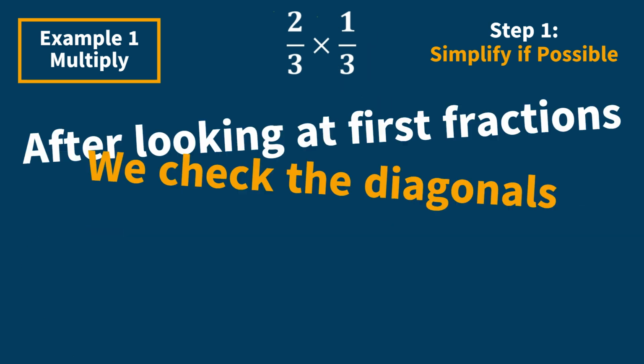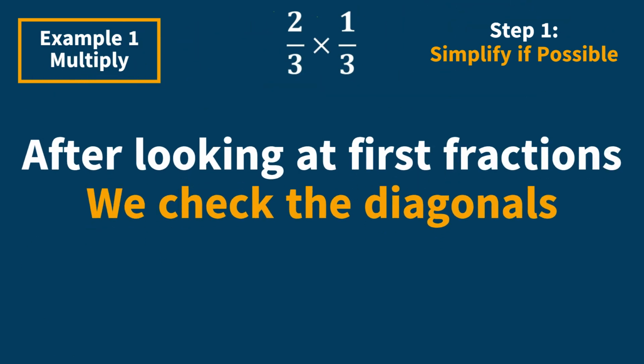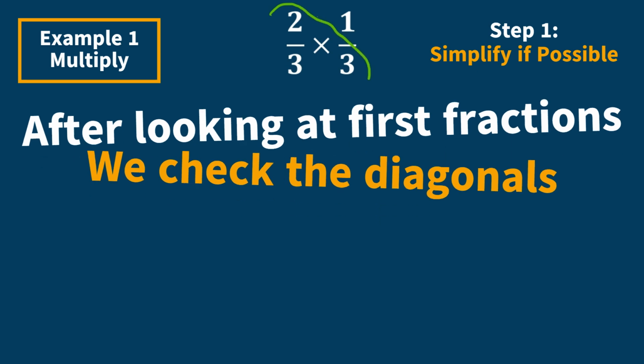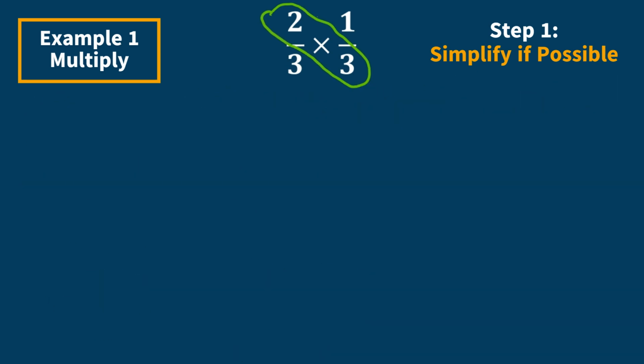And now what we want to check is the diagonals. We look at these numbers here. 2 and the 3, there are no factors, so we cannot simplify that. And then we look at the other diagonal over here, 1 and 3. There are no factors between that as well. Therefore, we know that our problem is fully simplified.